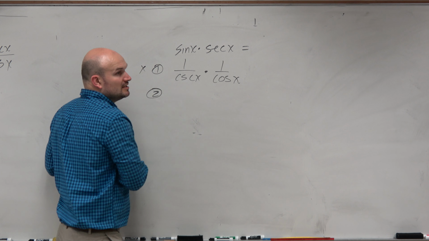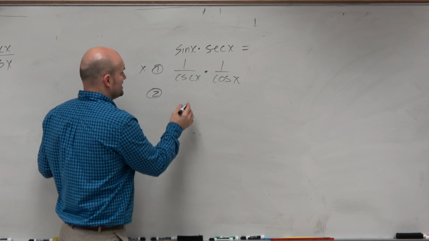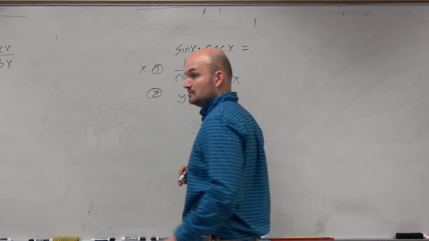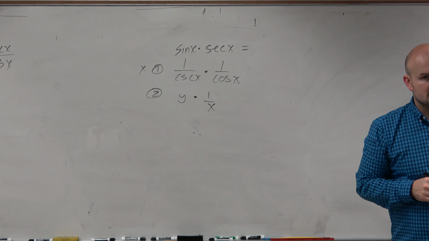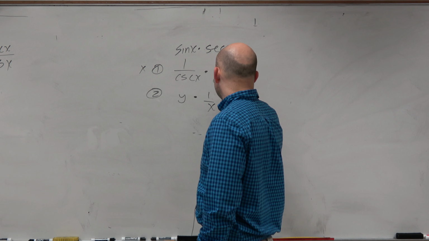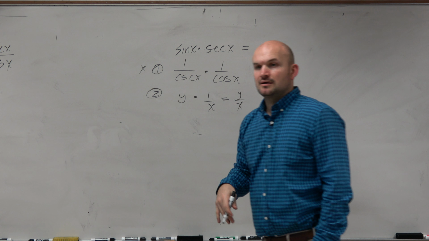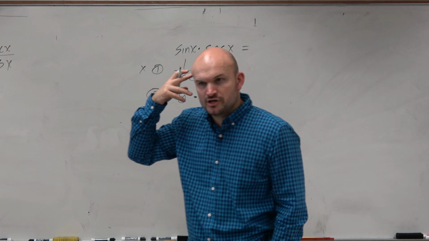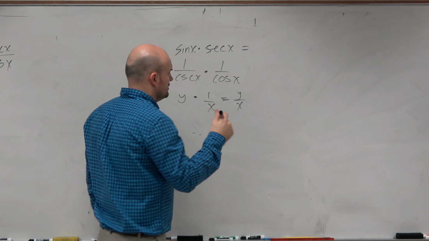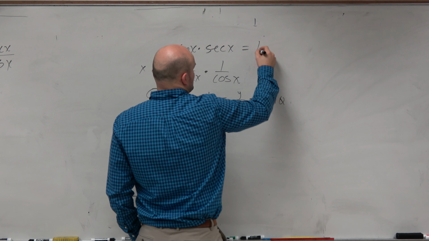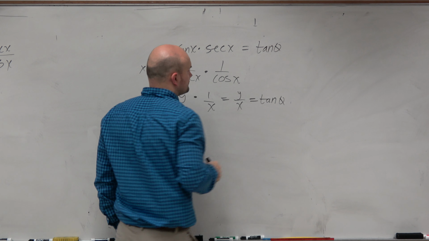Process number 2. Some students just think of this in terms of y's and x's. Sine is y. Secant is 1 over x. Right? And then when you multiply them, you get y over x. And now you think, well, based on the unit circle, which trigonometric function is y over x? Tan. So this is equal to tangent of theta.